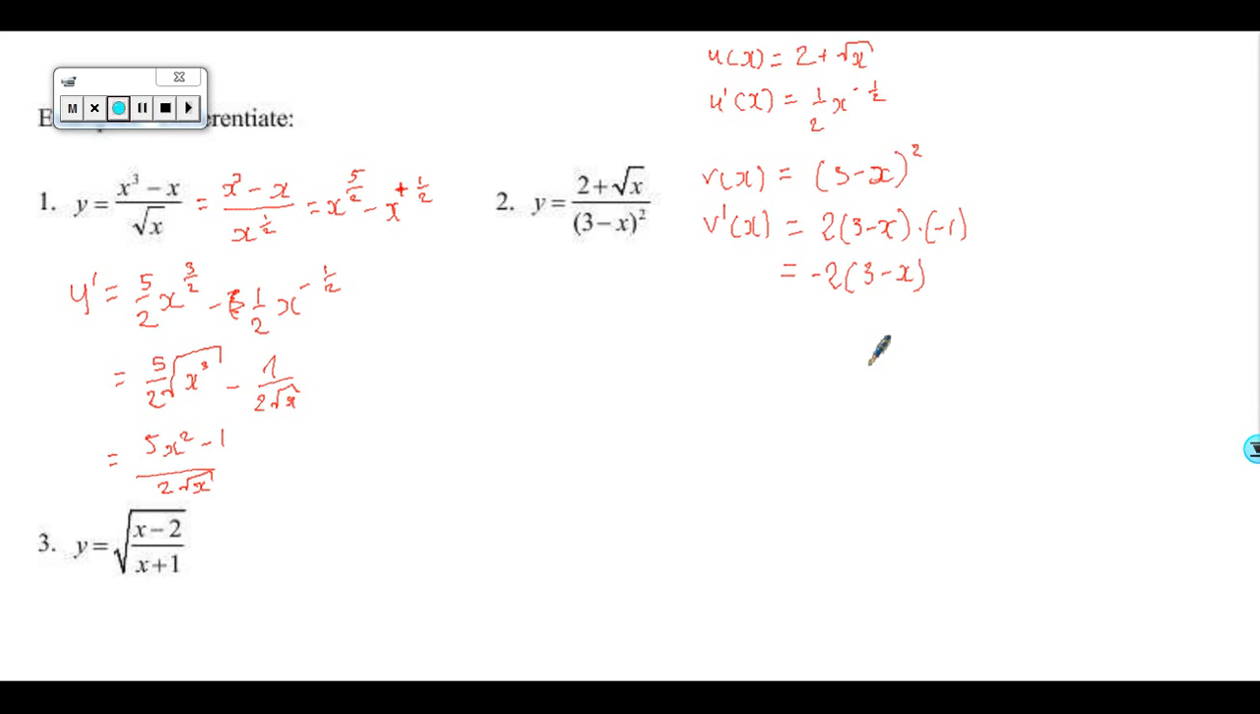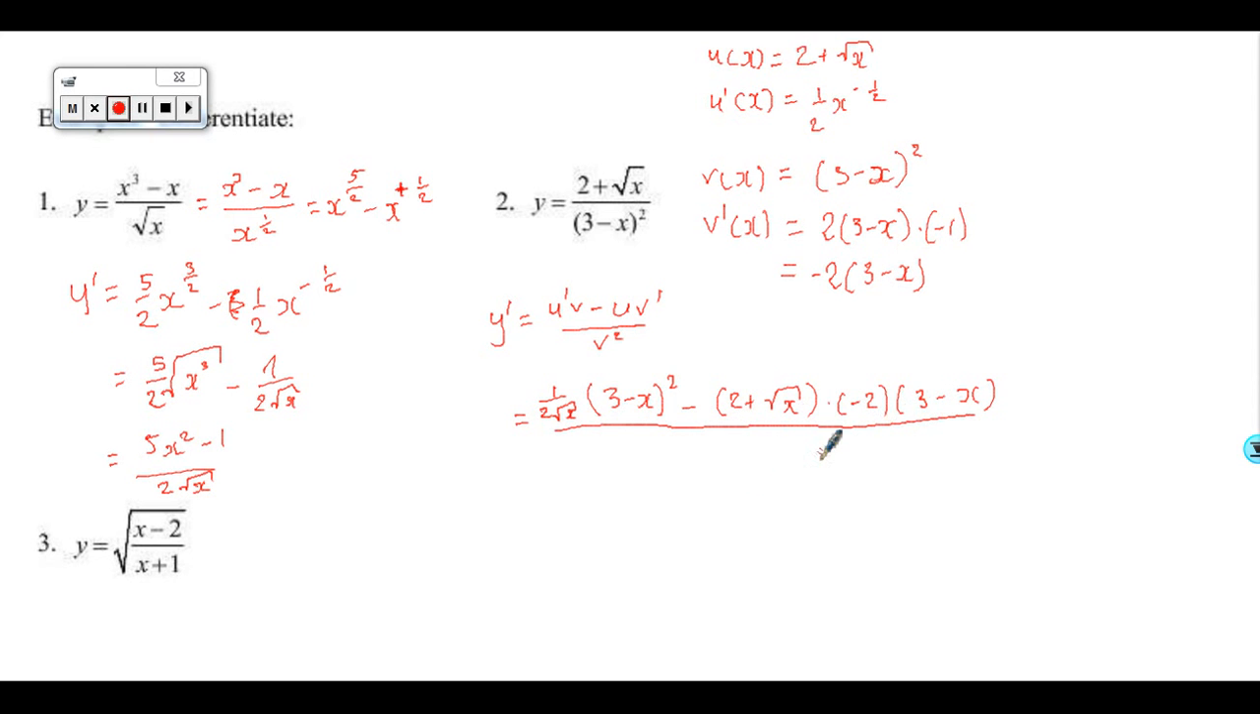Okay. And now I'm going to use the quotient rule. So y prime, start with the formula, u prime v minus uv prime over v squared equals. Let's substitute in there. So that's going to be 1/2 root x. I've already cleaned it up a little bit here for u prime, times v, 3 minus x squared, minus u is 2 plus root x, multiplied with v prime, minus 2 times 3 minus x. And then the whole thing over the square of v.